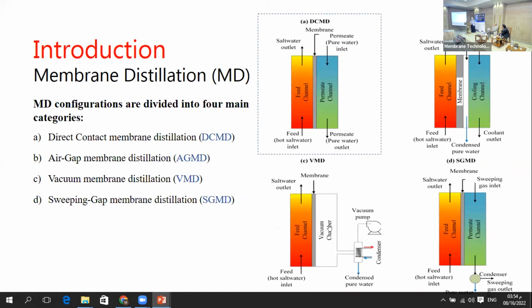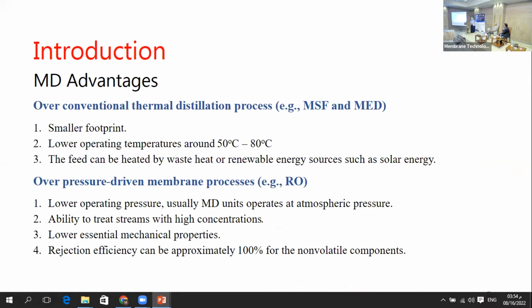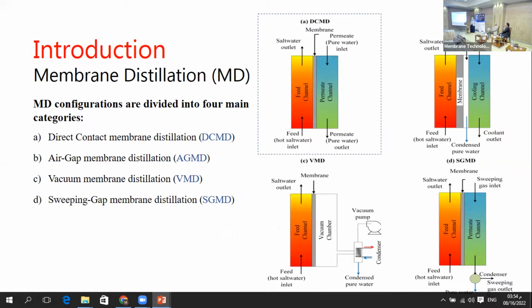Membrane distillation configurations are divided into four main categories. The first is direct contact membrane distillation, where the feed channel and the permeate channel are in direct contact with the membrane surfaces at all times. The second is the air gap membrane distillation technique, where a cooling surface is mounted at the permeate side, where the vapors transmitted from the feed channel are condensed and collected.